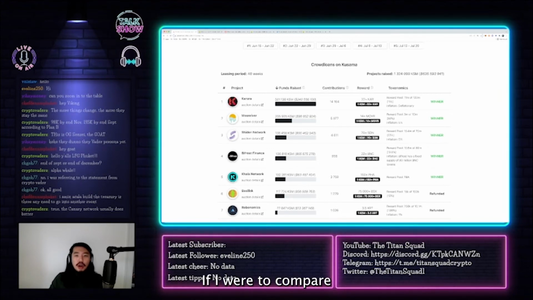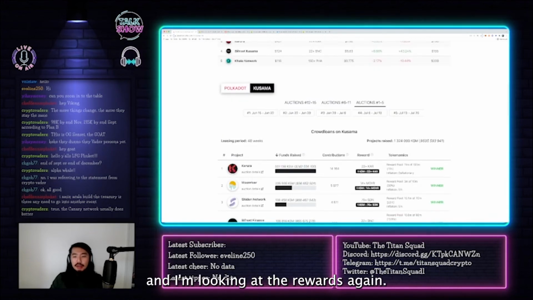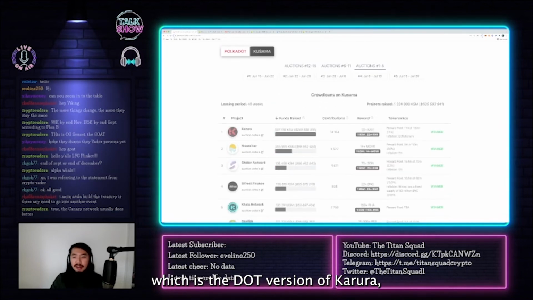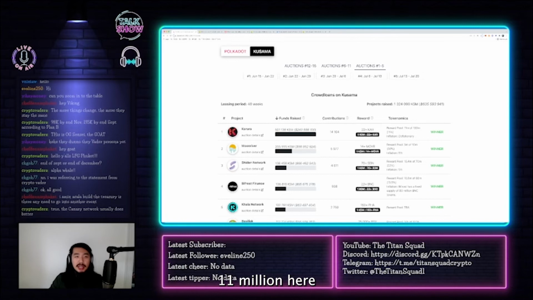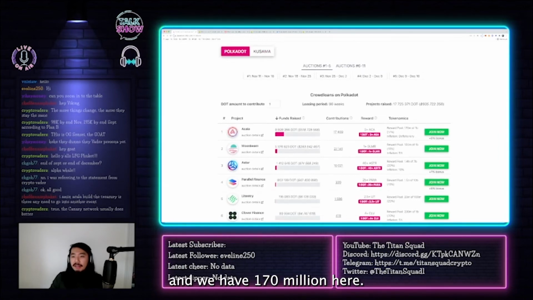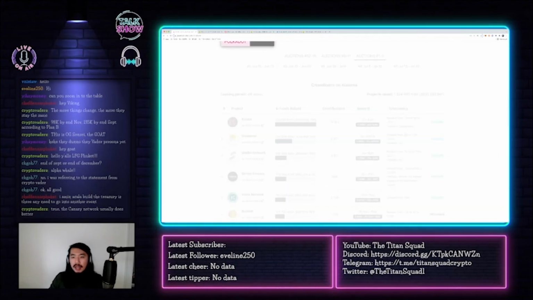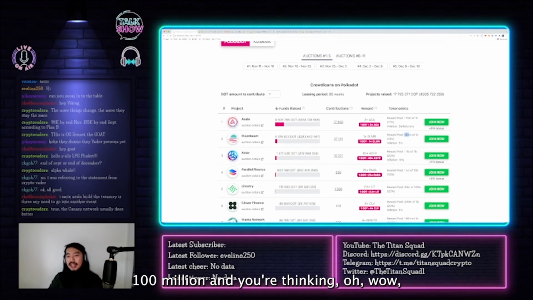So if I compare that with DOT now, and I'm looking at the rewards again, all right, it's easy to be fooled into thinking that we are going to be able to get more now because essentially the reward pool is much bigger. So Acala, which is essentially the DOT version of Karura, we had 11 mil here, and we had 170 mil here, right? And then for Moon River, you had 3 mil here, and then you had 100 mil here. And you are thinking now, whoa, this is amazing.